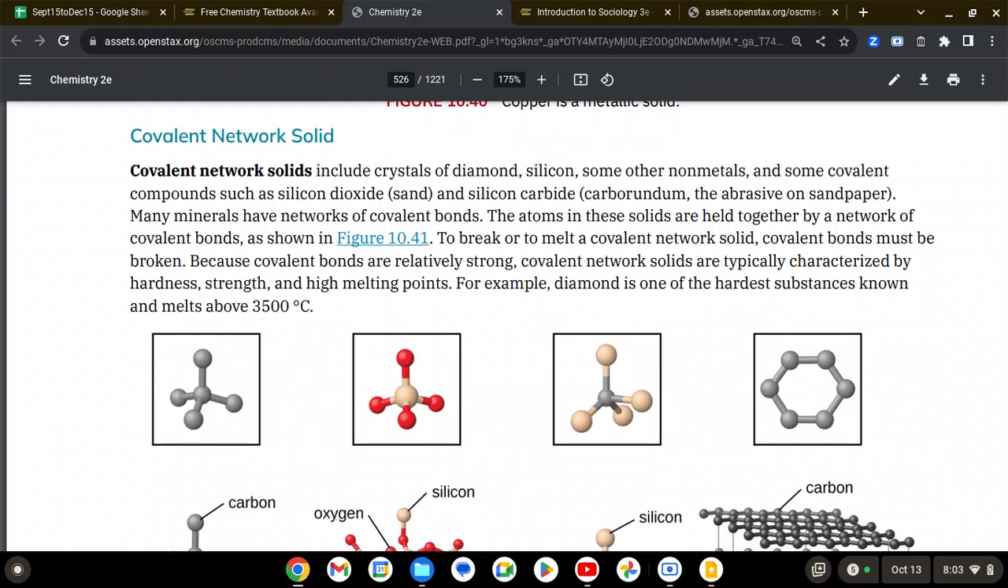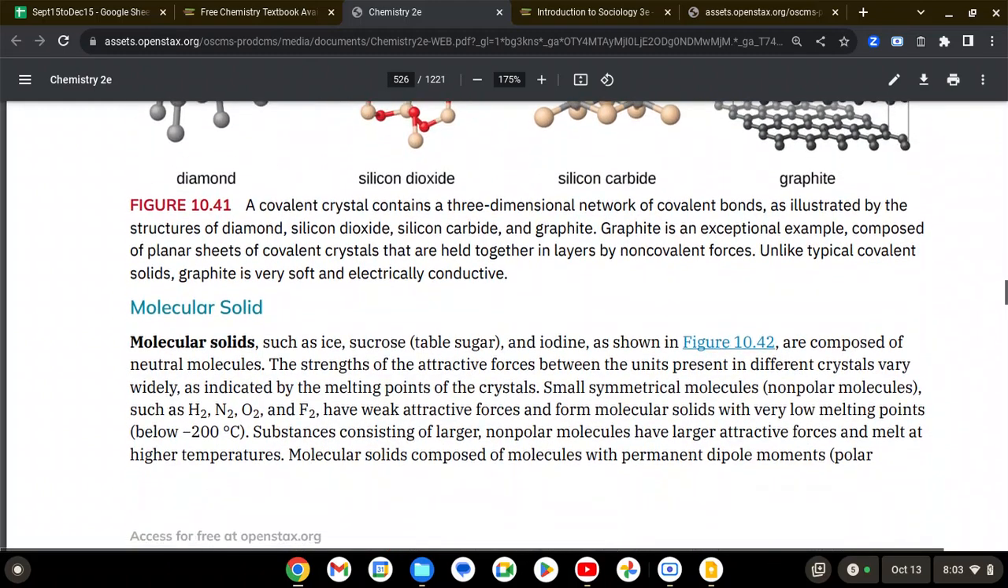To break or to melt a covalent network solid, covalent bonds must be broken. Because covalent bonds are relatively strong, covalent network solids are typically characterized by hardness, strength, and high melting points. For example, diamond is one of the hardest substances known and melts above 3,500 degrees Celsius.